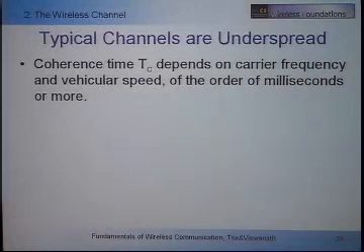How about the delay spread? What kind of numbers are we looking at for delay spread? It's important to have numbers in mind. What's the order of magnitude for delay spread? Sorry?